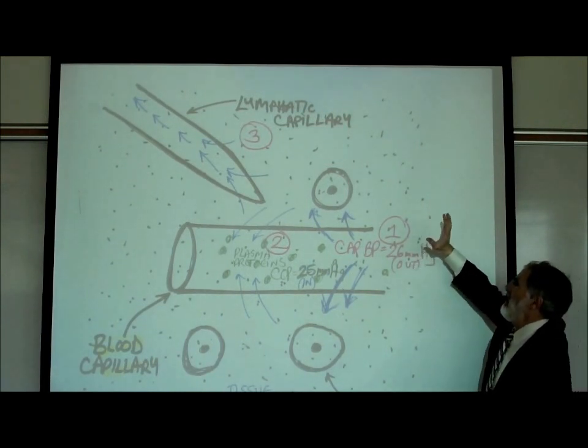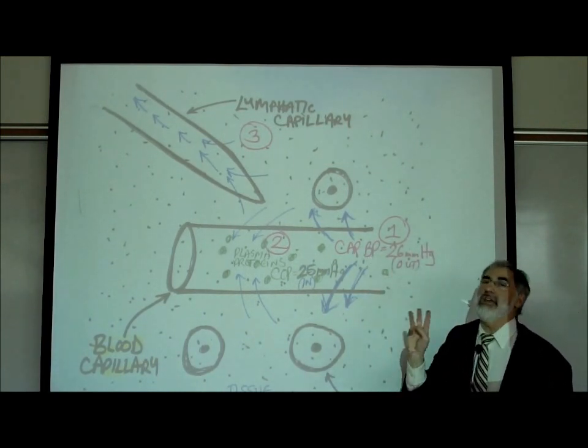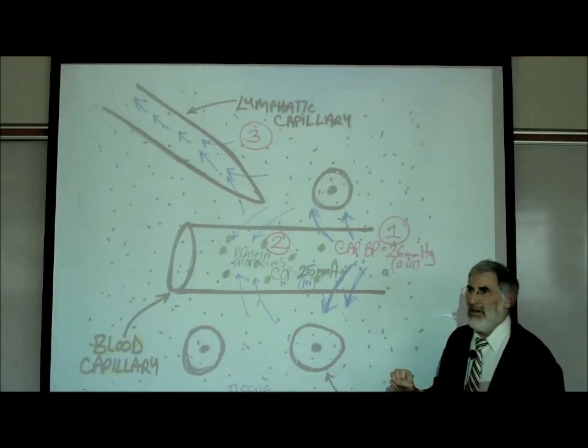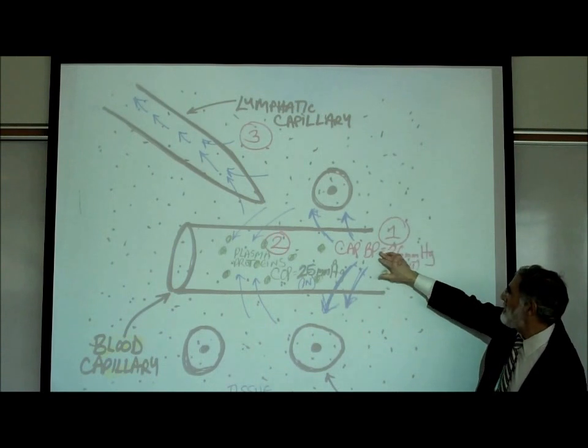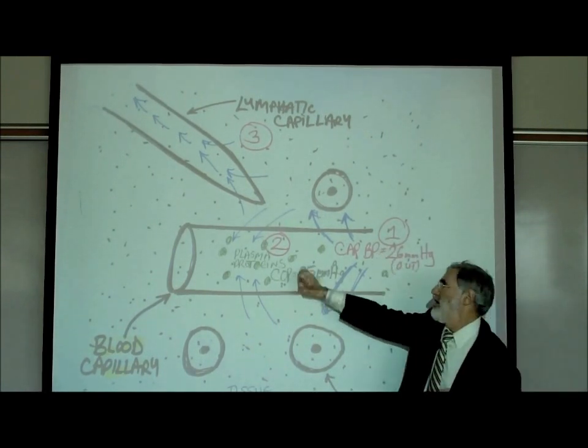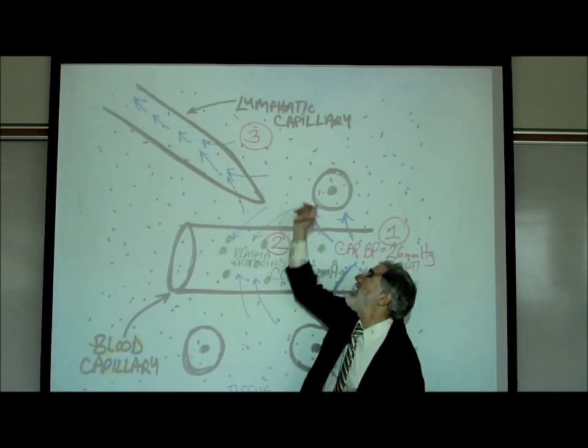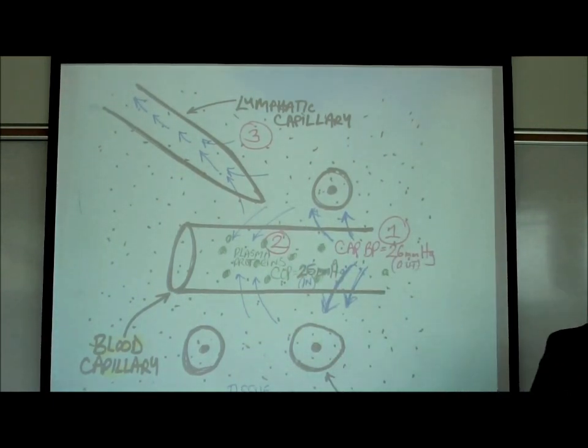All right? There are basically 3 major factors that create edema or dehydration. And the 3 factors are the capillary blood pressure, the plasma colloid osmotic pressure, and the lymphatic vessels. Let's go through this. First, let's go back to page 238.